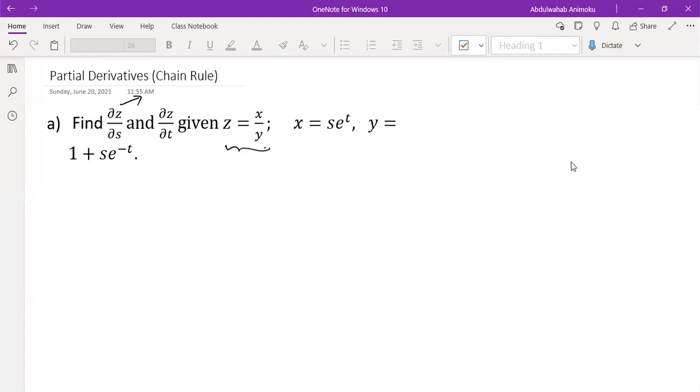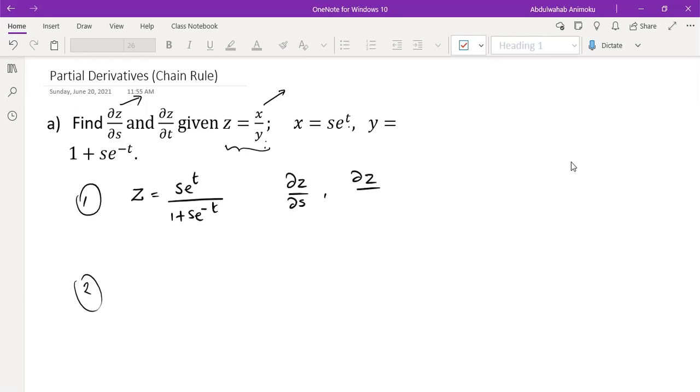Now, one way you can solve this problem is to first substitute x in terms of s and t, and y in terms of s and t, and then find the partial derivatives directly from that. So there are two ways to do this. The first way is to substitute what x is and what y is, and then from there you can find this. I think most of you would want to see both ways, so we can look at it both ways.